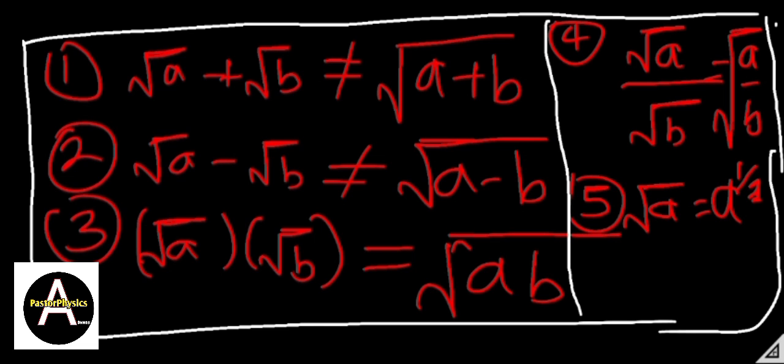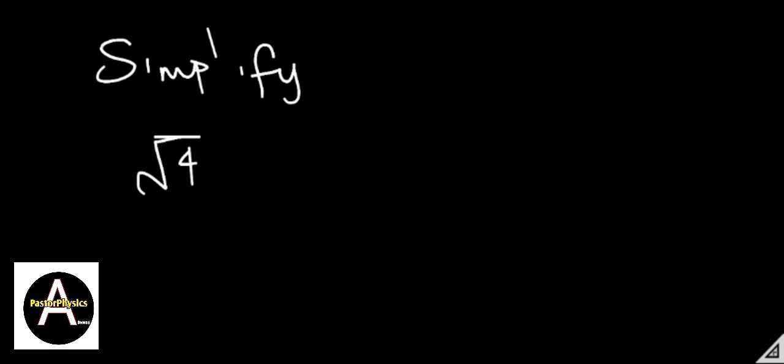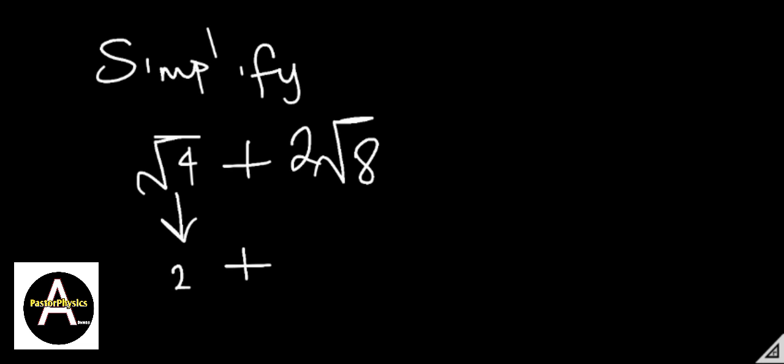Okay, let's say we have a question like this. Simplify root 4 plus 2 root 8. Okay, just a short example. How do we do this? Very simple. We know that 4 from our table can be broken down, because the root of 4 is what? 2. So we don't have a problem here. So this gives us 2. Then plus, now we know this is 2 roots.